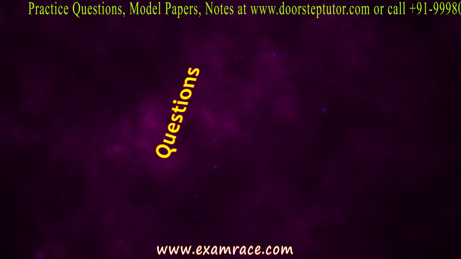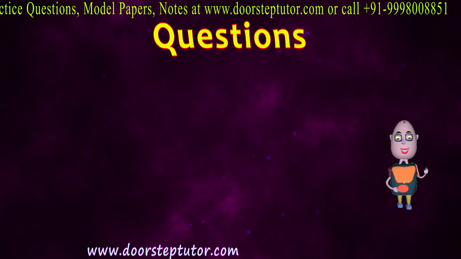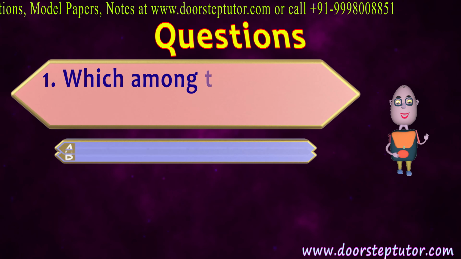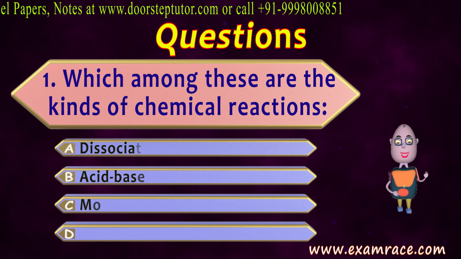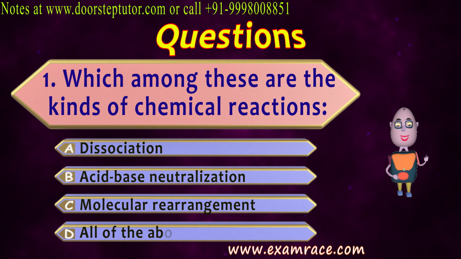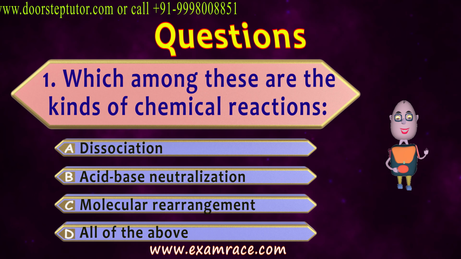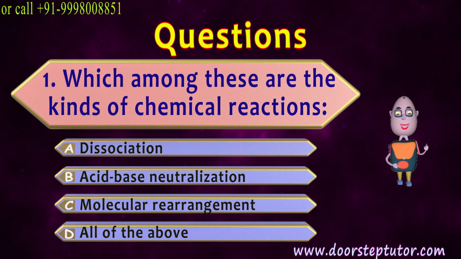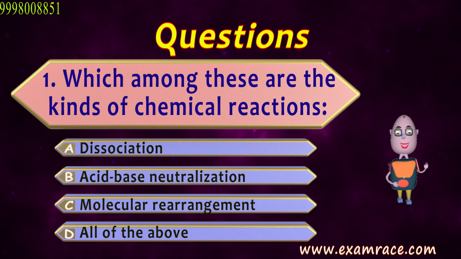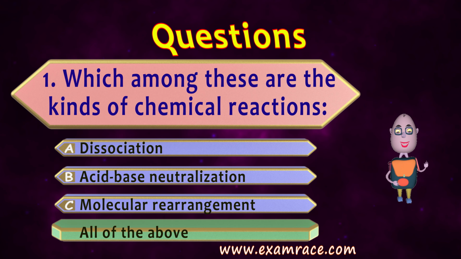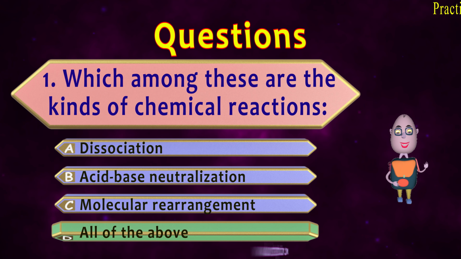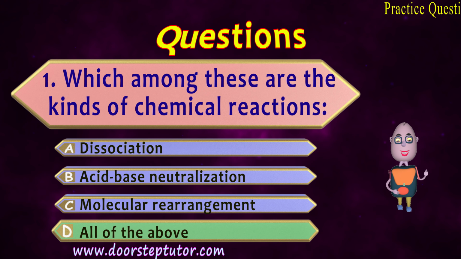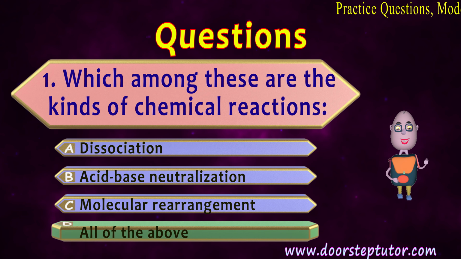Now let's talk about the objective questions. The first question is, which among these are kinds of chemical reactions? Option A is dissociation, B acid-base neutralization, C molecular arrangement, and D all of the above. All of these are kinds of chemical reactions, so option D, all of the above, is correct.